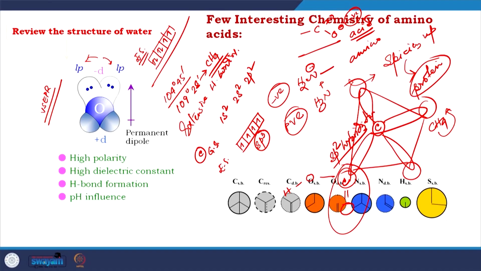So, I have taken an initiative where I want to revisit the amino acids. We have considered different atoms by considering a model. CSB means carbon single bond, C-res means carbon resonated chemistry, CDB means carbon double bond, OSB means oxygen single bond, ODB means oxygen double bond, NSB means nitrogen single bond, NDB means nitrogen double bond, HSB means hydrogen single bond, and SSB means sulfur single bond.